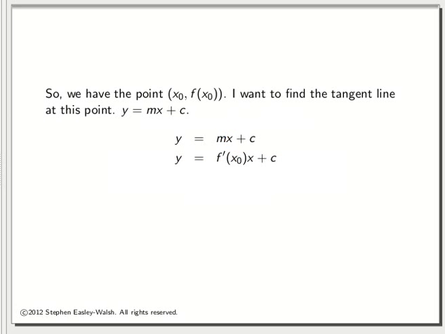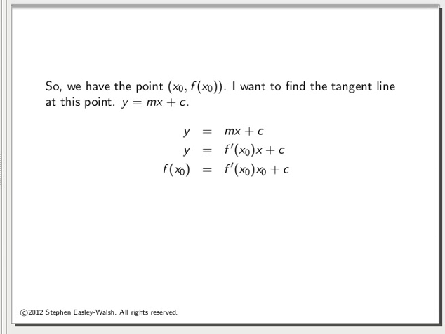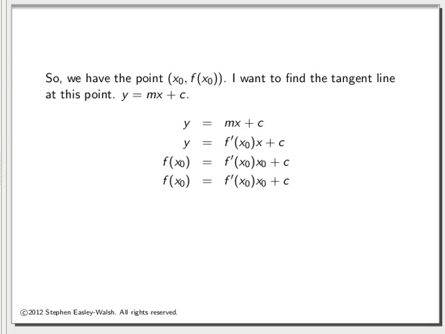What do I need to find next? I need the c. Now how do I find the c? By a single point, and I only have one point. What's my point? There it is there. So now I'll try to find the c. What is y? f of x0. And what is x? x0. So I have the c. There is the c.